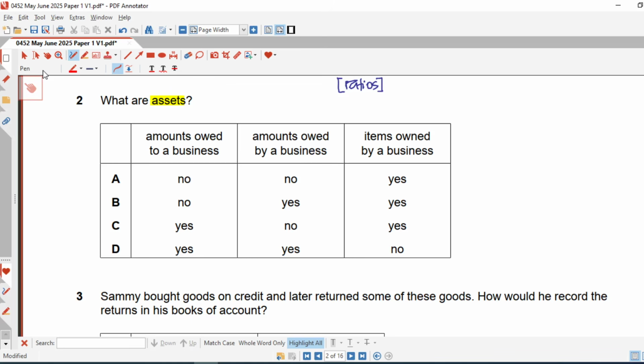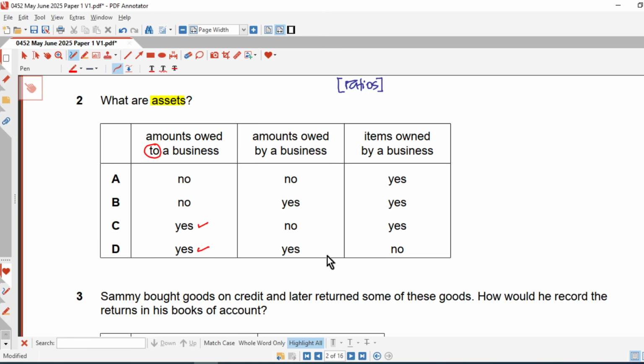Assets are things which belong to the business, items owned by a business, which the business has control over. So let's go through each column. Amounts owed to a business, right? Somebody owes the business money. This is something that belongs to us. We have the rights to get our money back. So yes, this is by definition an asset.